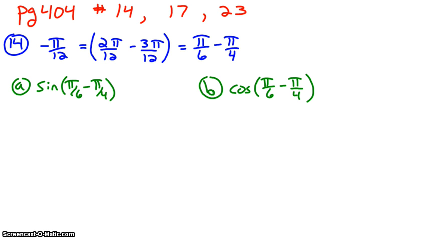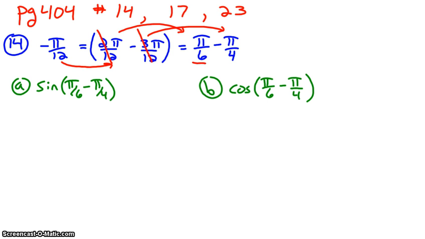Now number 14 starts out with a negative pi over 12, which can be rewritten as the following: 2 pi over 12 and a negative 3 pi over 12. The reason we do that is because we want the 2 twelfths and the 3 twelfths to be able to reduce into problems that we can find exact values for. And pi over 6 you recognize as a 60 degree and pi over 4 as a 45 degree.